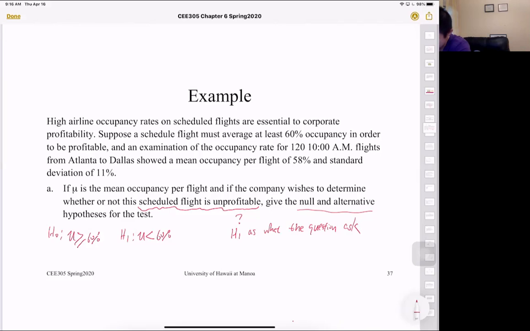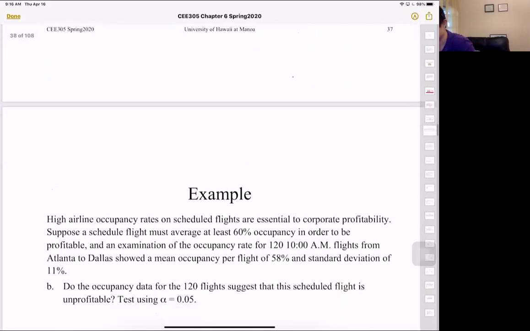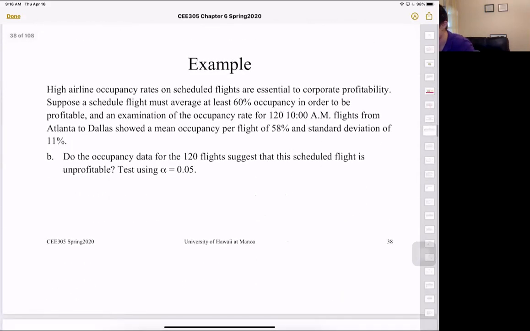So that's one thing: H1 is what the question asks. The second one, the equality line goes with H0. So these are two important rules you want to use when you set up the hypothesis test.